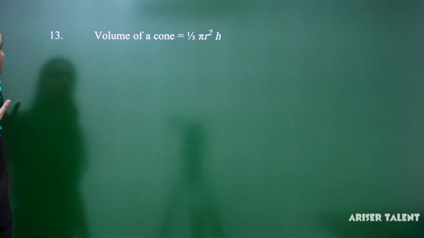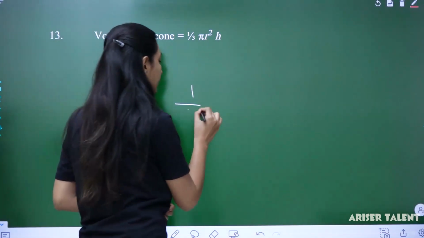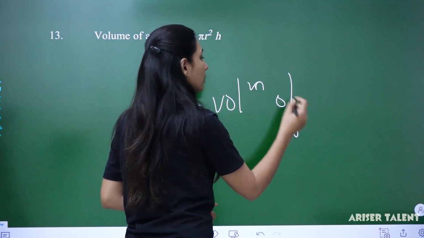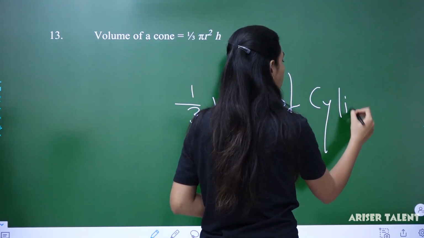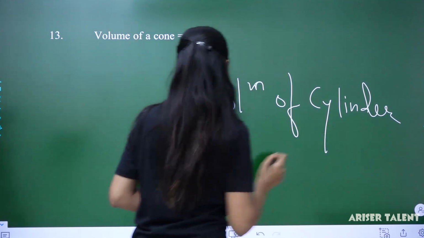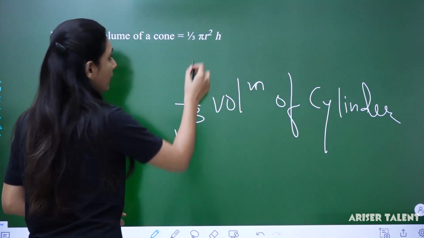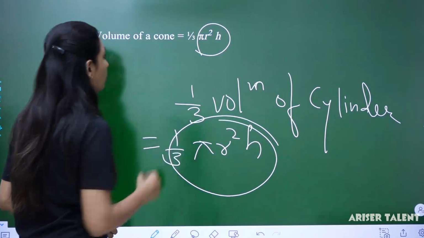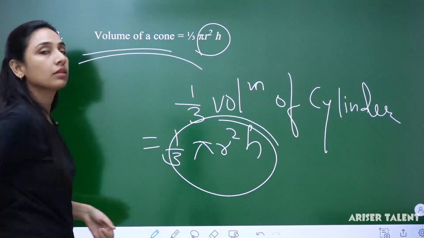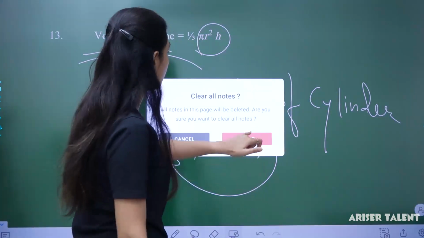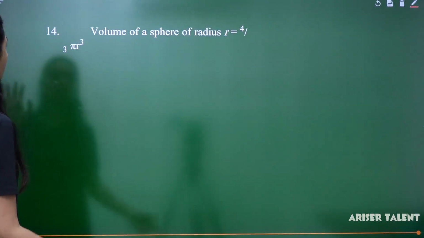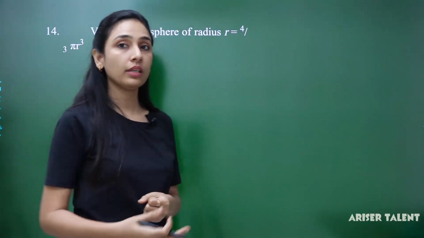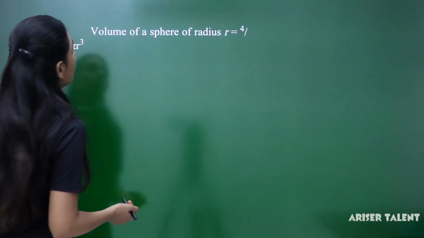Then the volume of cone. I have told you the 1/3 of volume of cylinder will be the volume of cone. So that will be 1/3 complete pi r square h. That will be the volume of cone. Understood? Okay. This is a quick revision. You have to say these formulas with me so that you can remember all these things.